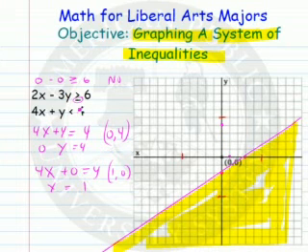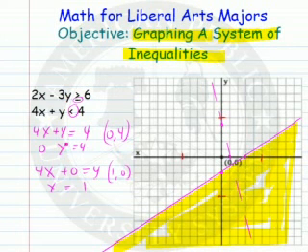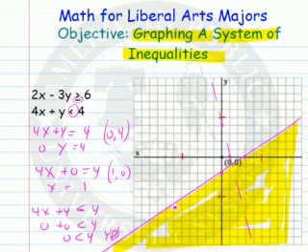Do I want to include them? No. This is just a less than, so we'll use a dashed line this time because we don't want to include the points on it. Which side do we shade? Let's put in 0, 0 again because it's clearly on one side. So we have 4x plus y less than 4. 0 plus 0 less than 4. Is 0 less than 4? Yes, it is. So I want to include the points on this side of my graph.